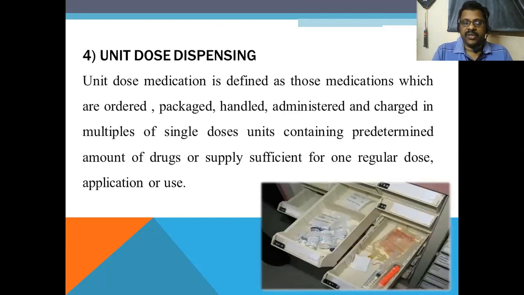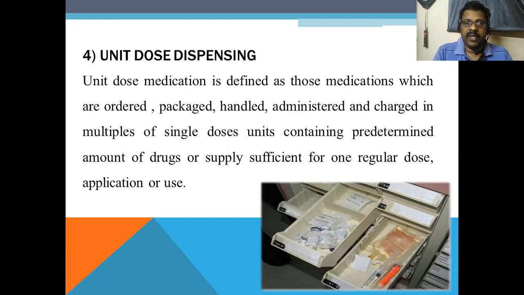And unit dose dispensing. This is the fourth type of drug distribution system. Here, unit dose medication is defined as those medications which are ordered, packaged, handled, administered, and charged in multiples of single dose units containing a predetermined amount of drug or supply sufficient for one regular dose application or use. One single dose required for administration at the time will be prepared, and identifications will be made over that one dose packing. It will be sent to the particular patient.